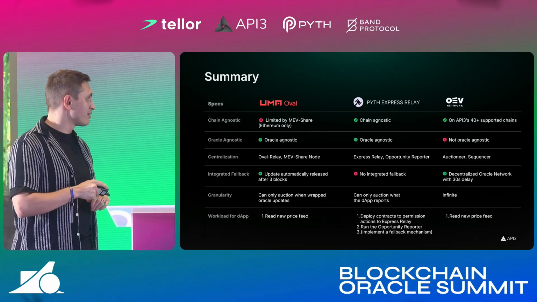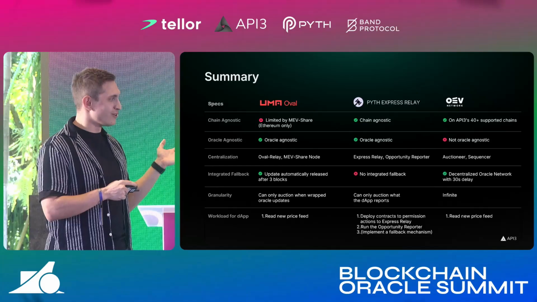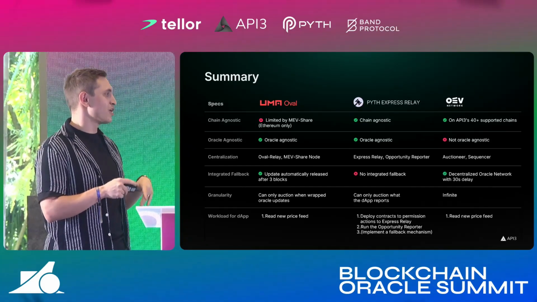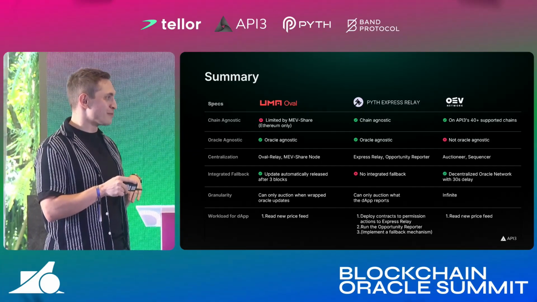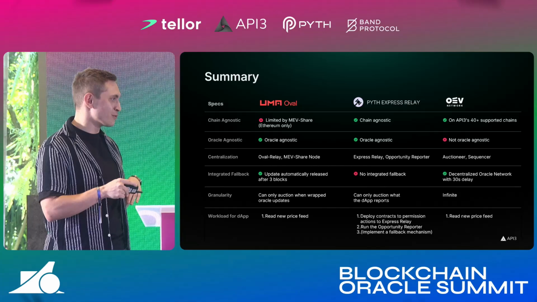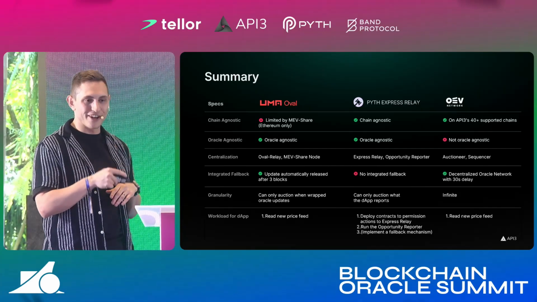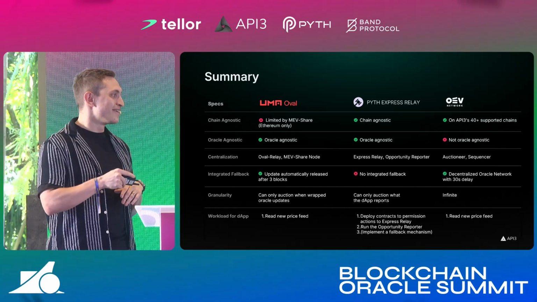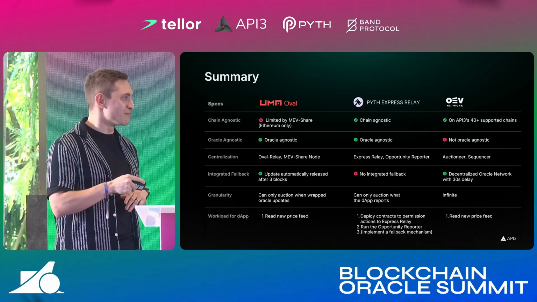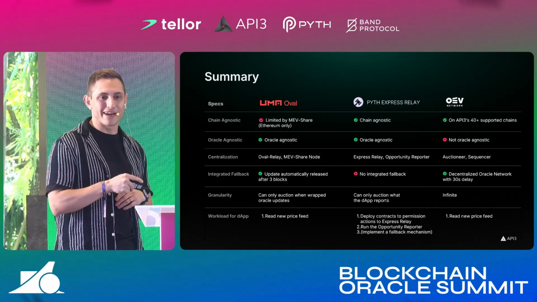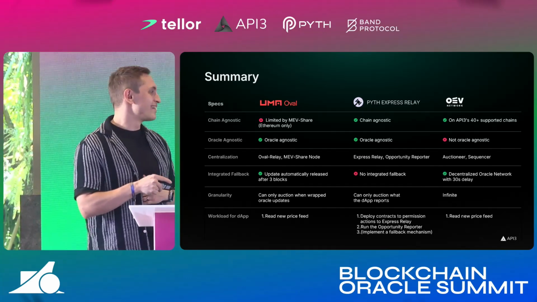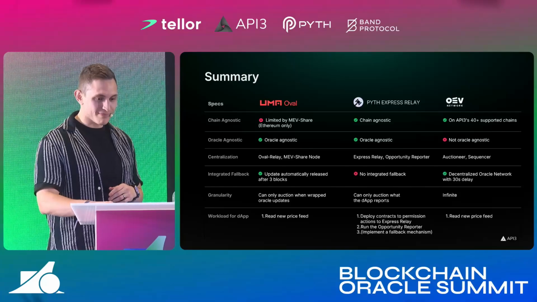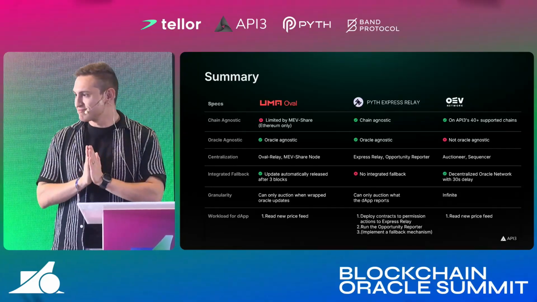Workload for the dApp, you just read a new price feed with Oval, you just read a new price feed with us. With PIF, you need to permission the Express Relay, you need to run the opportunity reporter, and then you probably should think about a fallback mechanism because otherwise you're pretty screwed. And that's it. My time's up.